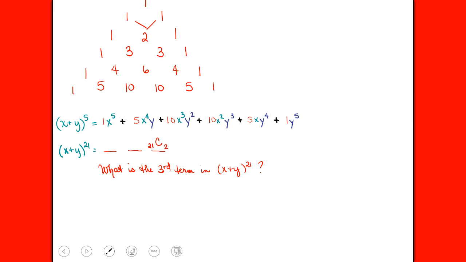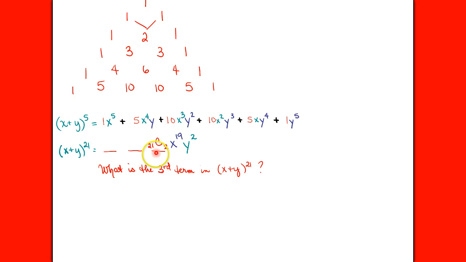I also could get my x's and y's, because remember, my x's count down, so I'm going to start with x to the n, so that would be x to the 21, x to the 20, x to the 19. And my y's count up, so that would be no y, y to the 1st, y to the 2nd. So that would be the 3rd term of x plus y to the 21st without actually having to count out all 21 rows or multiply it out 21 times.